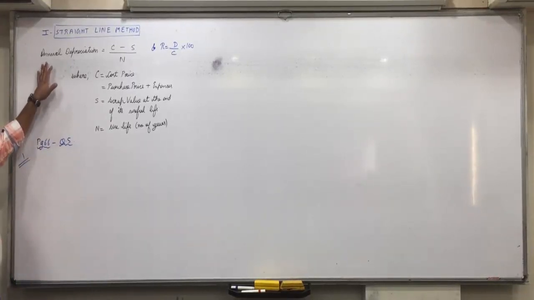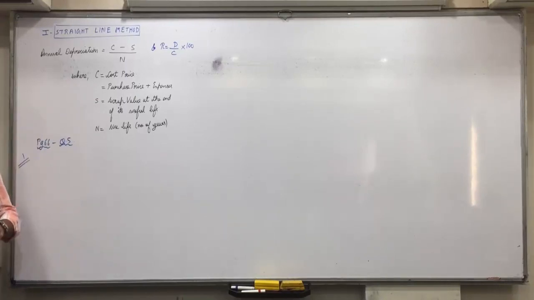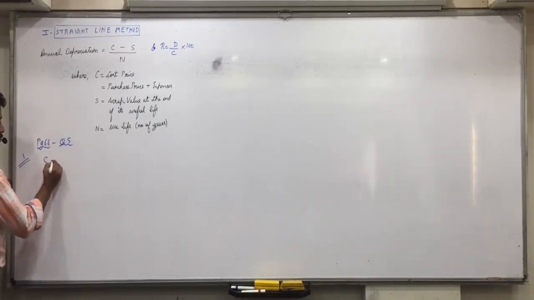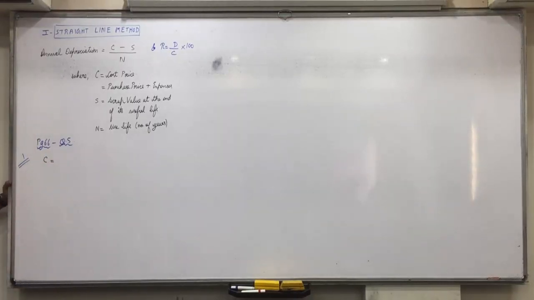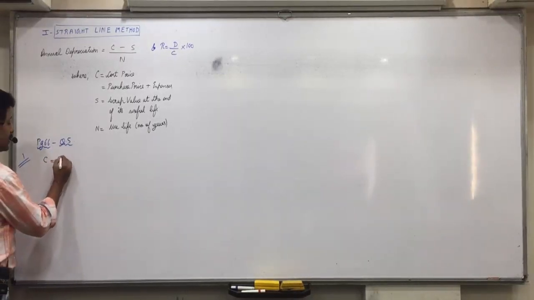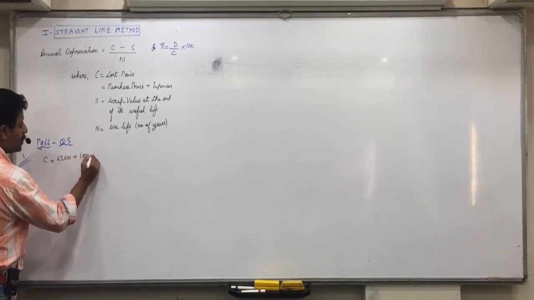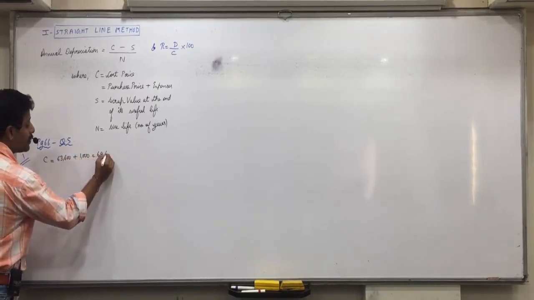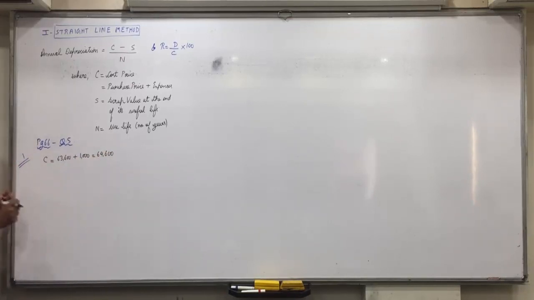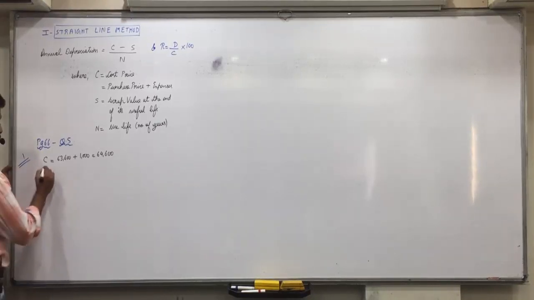First of all, we will count annual depreciation and rate of depreciation. First, let us write down the particulars. The cost price will be equal to 63,600 plus 1,000, 64,600. Is everyone clear with this? Any doubts up till here? Scrap value is 14,600.